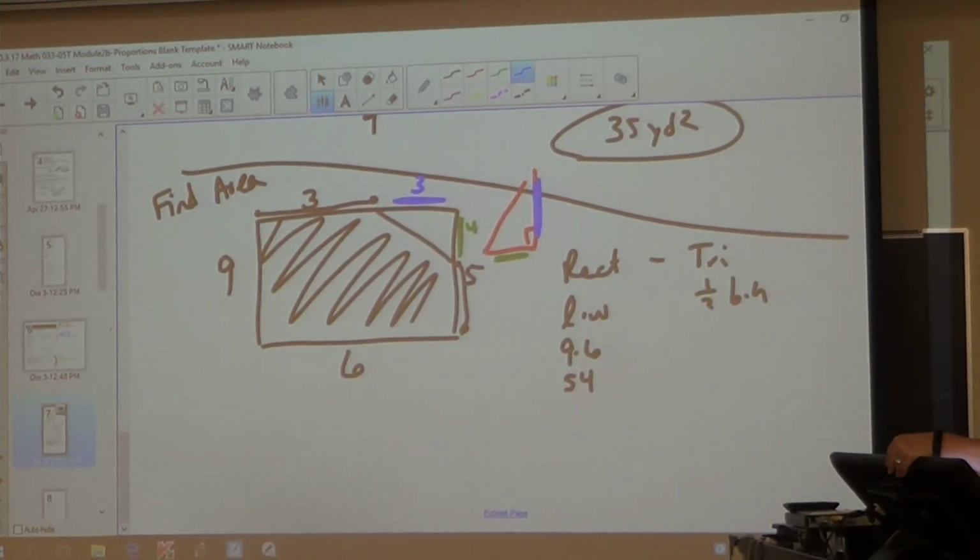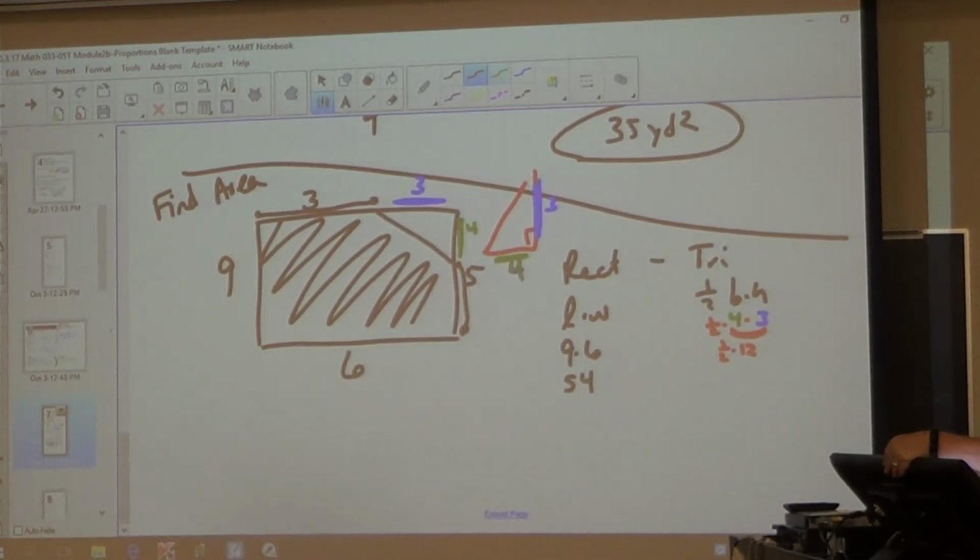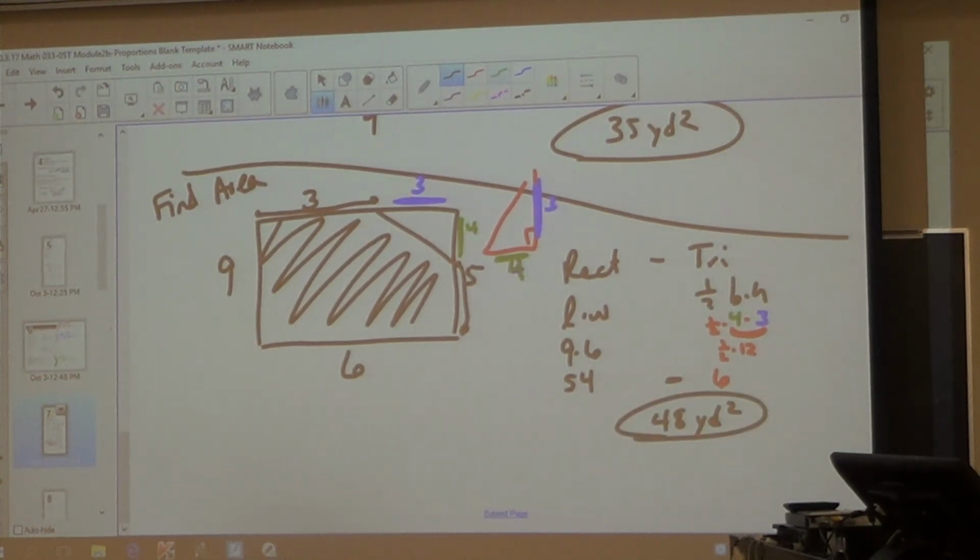So this is a 4, oops, this is a 4 and a 3. So the base is gonna be, I'm already on blue, so let me do 3 there, let me do 4 there. So 4 times 3 is 12. Half of 12 is 6. So we're gonna do a 54 minus a 6. You with me? I didn't put any units on it, but it's gonna be square whatever. Aren't those fun?